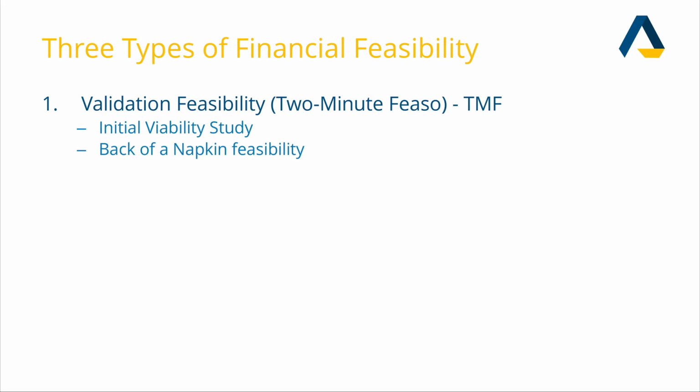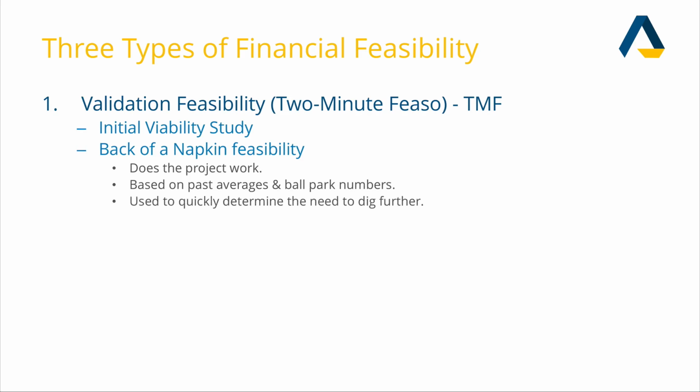So what we do is we use certain ballpark numbers, certain averages, certain allowances for certain cost heads that we know from past experience of what they come out to be, and what they can be. Once we do all of those, we get to a number that gives us a certain level of confidence whether or not we want to go ahead with it. So what it basically does is tell us whether or not the project works, and it's all done based on past averages and ballpark numbers. It's used to quickly determine the need to dig further.